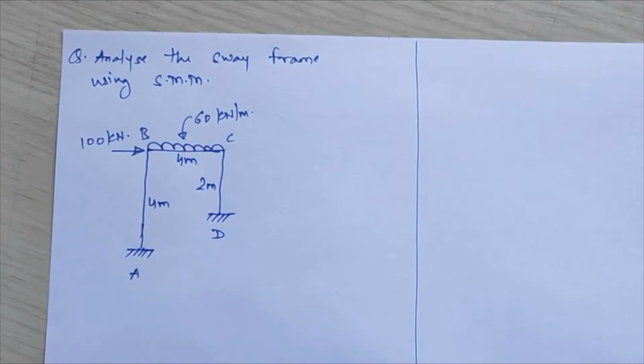Hello everyone. We'll start with our next numerical on stiffness matrix method. That is, you have to analyze the sway frame using stiffness matrix method now. So one sway frame is given to you, that is ABCD, loaded with UDL on your span BC, and a lateral load of 100 kilonewton is applied at your joint B there.